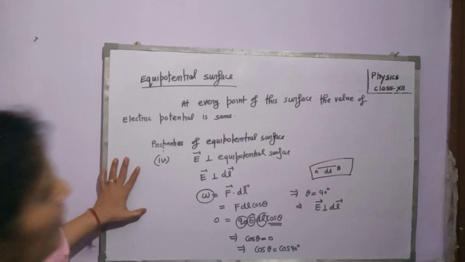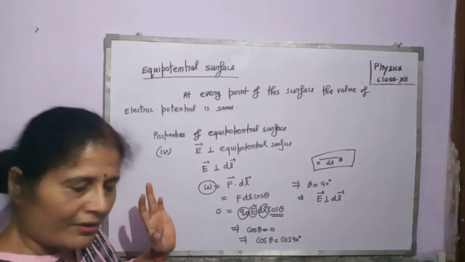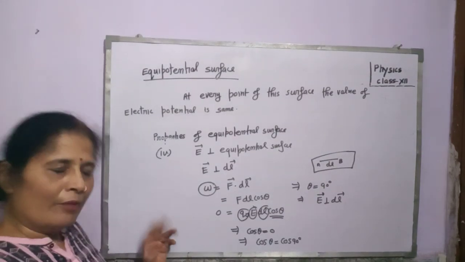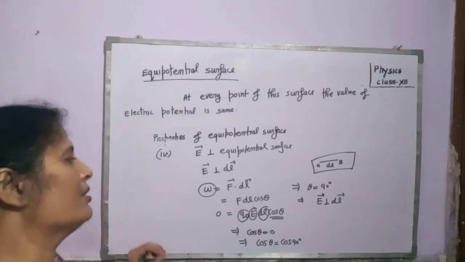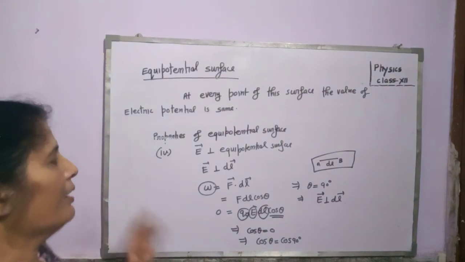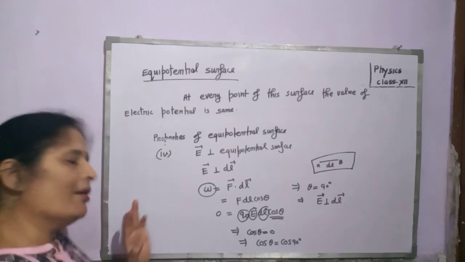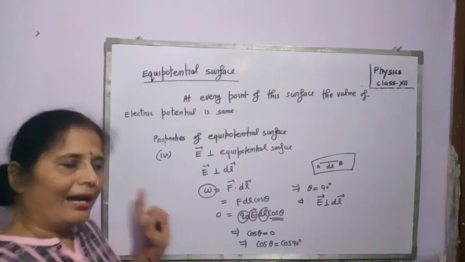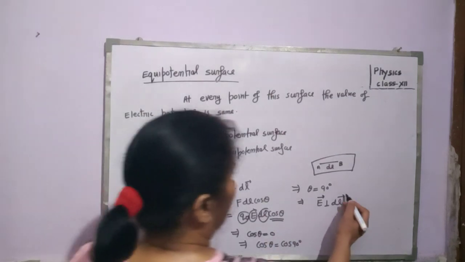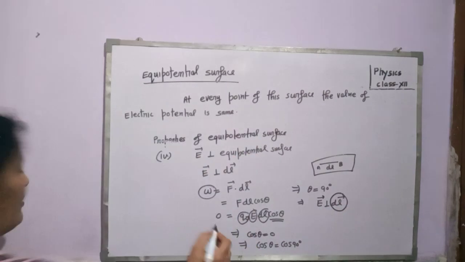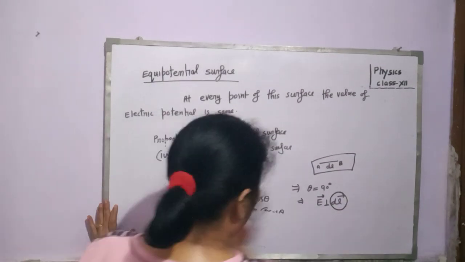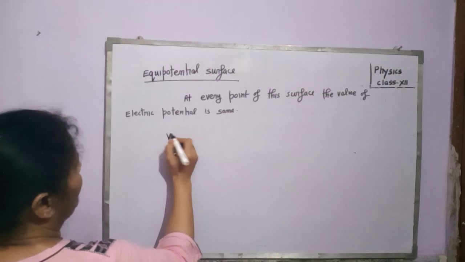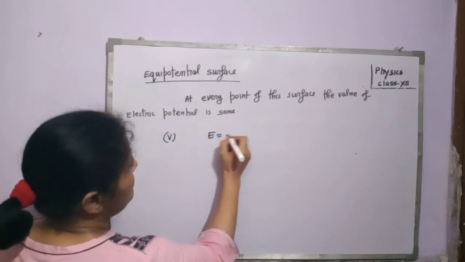First property is that the value of the potential is the same throughout the surface. Second property is that potential difference is always equal to 0 because at every point the value of the electric potential is equal. Third property: no work is done in moving a charge on equipotential surface. And the fourth property is that electric field is always perpendicular to the equipotential surface, because dl lies on the equipotential surface.